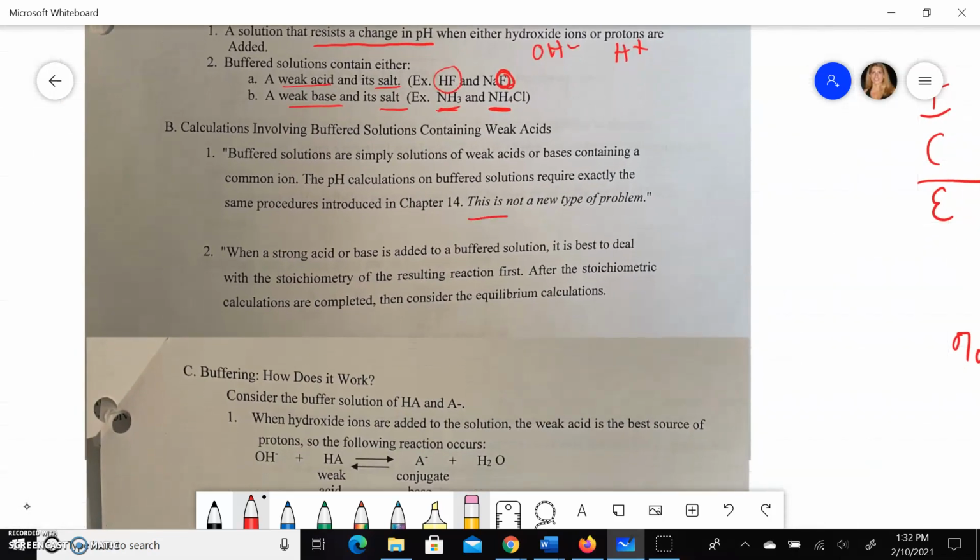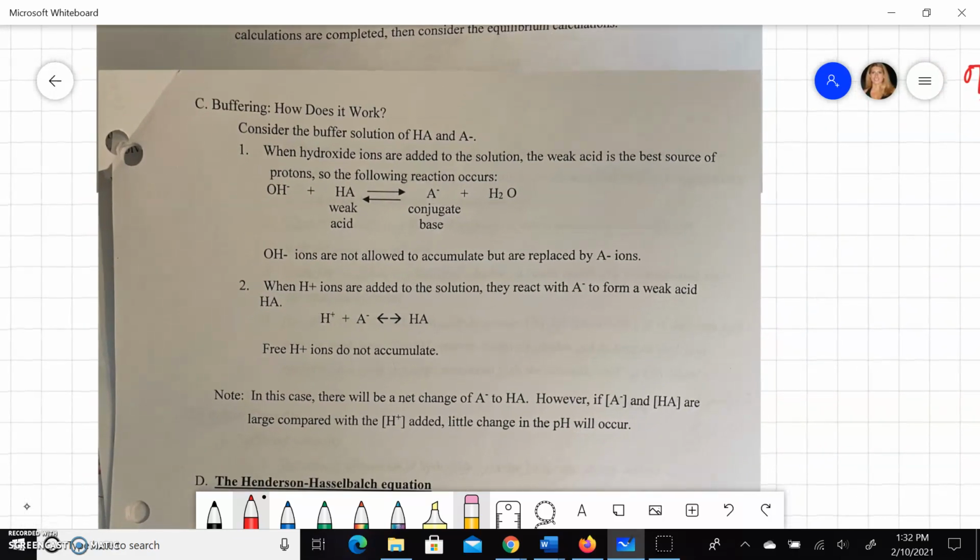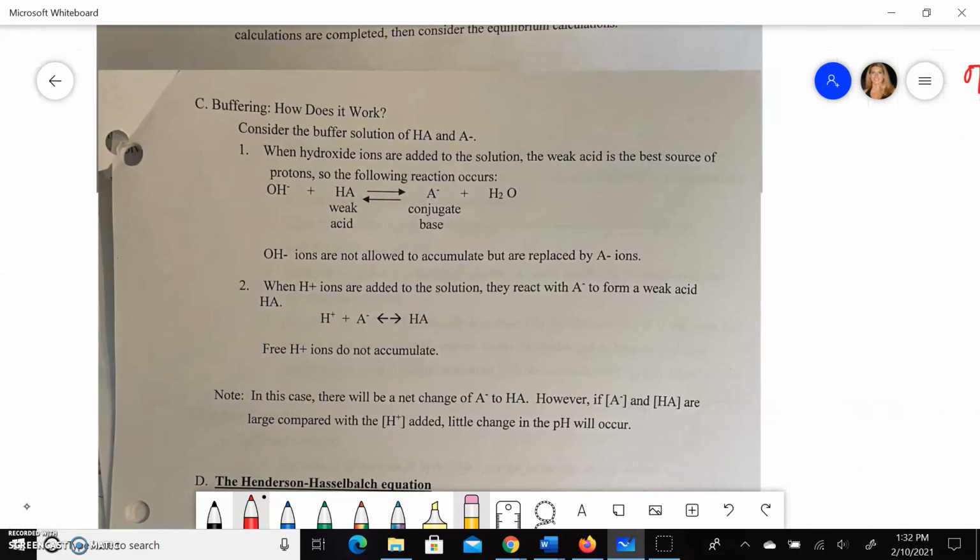So what it says here, this is not really a new type of problem, but I am going to show you a shortcut that you can use once we get to the next equation. This is a better explanation of how it works. So here's the buffer solution. Notice we have a weak acid and its conjugate. So we've taken off the hydrogen, the H+, and now we have its conjugate base.